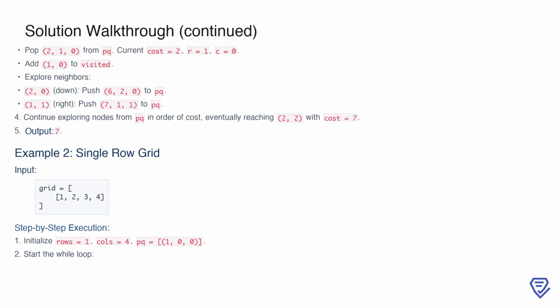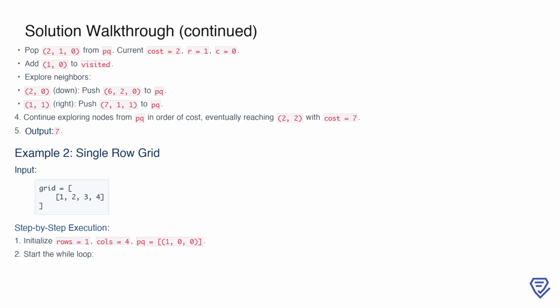Next, the algorithm pops the smallest cost from the priority queue. This time, it's 2, 1, 0, where the cost is 2, and the coordinates are 1, 0. We add this cell to the visited set and explore its neighbors. Moving down to 2, 0 results in a total cost of 6, and moving right to 1, 1 results in a cost of 7. Both of these paths are added to the queue.